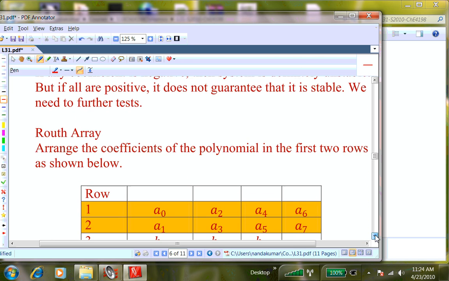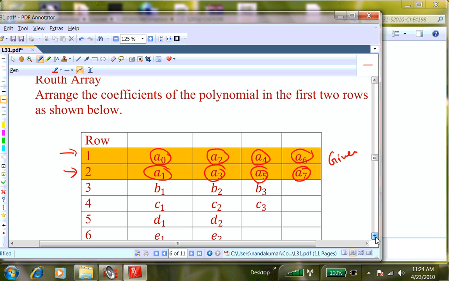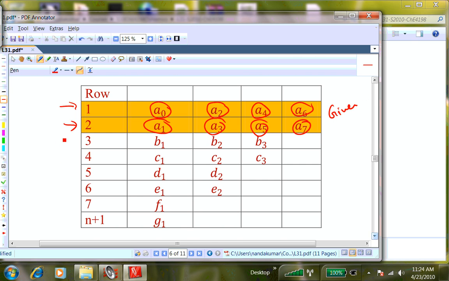The next test is to construct this so-called root array. Okay? So what you're going to do is organize the coefficients of the polynomial in the first two rows. Okay? As a0, a2, a4, a6, etc. The first row. Then the next one, you take all the odd ones: a1, a3, a5, a7. These are all given from the polynomial, or you have found them by writing the characteristic equation. We're not going to solve the polynomial, but we're going to do some simple calculations that fill this table in a particular way.